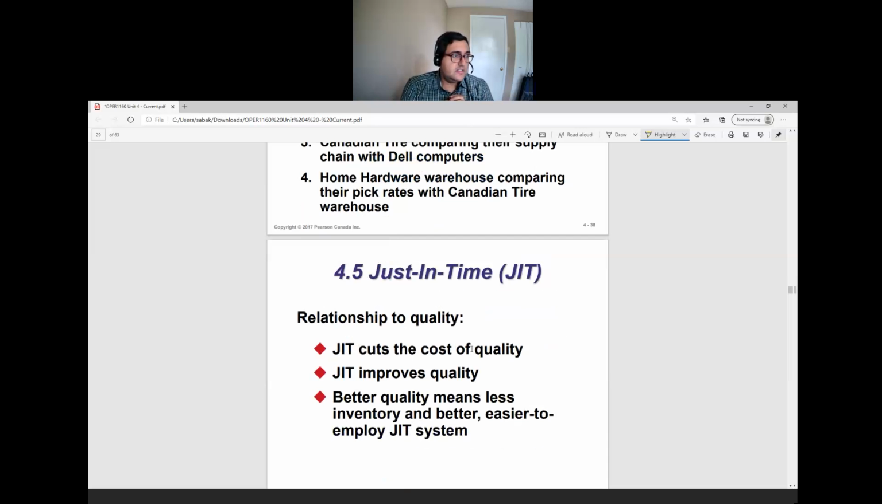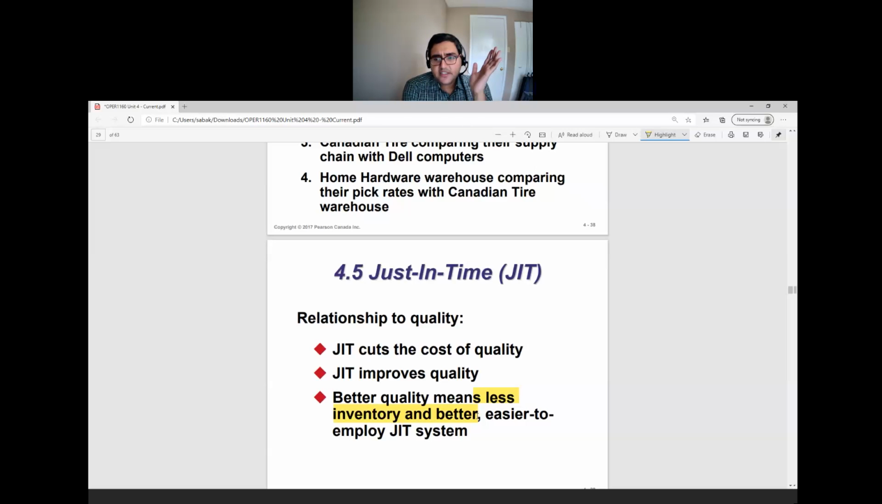Now, the very last thing in this is the just in time philosophy. Just in time basically means you don't hold any inventory. You try to cut down on the cost of quality and you improve the quality. So you will have lesser inventory as and when you need it. Let's say you are a car manufacturing company, you will not be holding inventory of tires and steel and so on. The material arrives at your place as per the need of your production. So just in time means reducing the inventory holding cost.